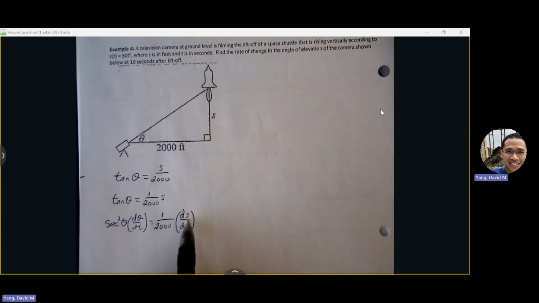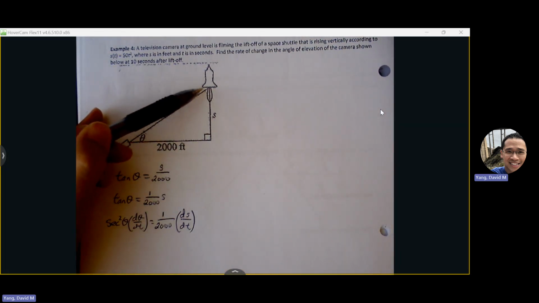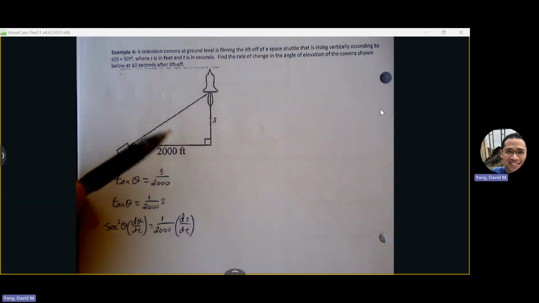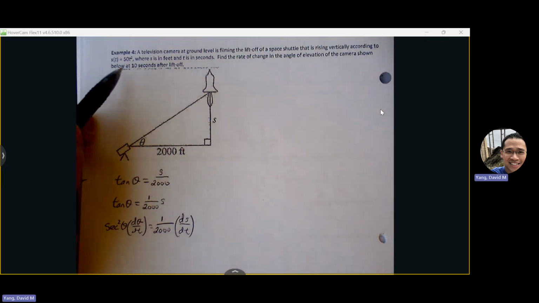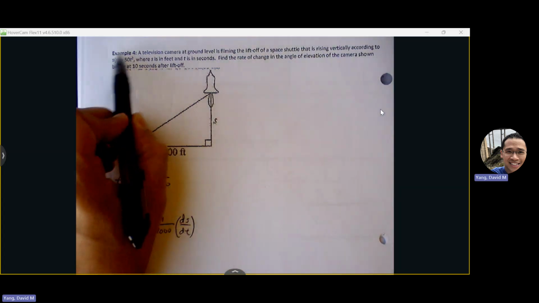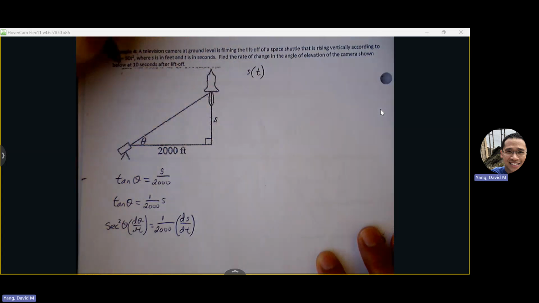Now, ds dt is basically asking for the velocity, right? Because if s is the position of the shuttle, then ds dt is the velocity. So we know that the velocity is related to the derivative. So out to the side here, we're going to find s prime, which will be our ds dt.